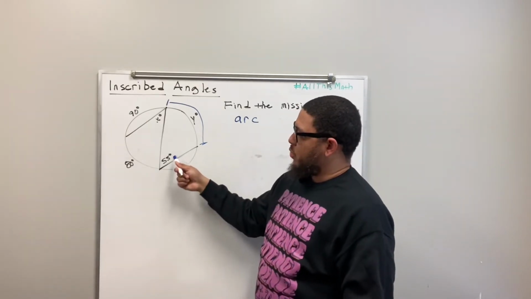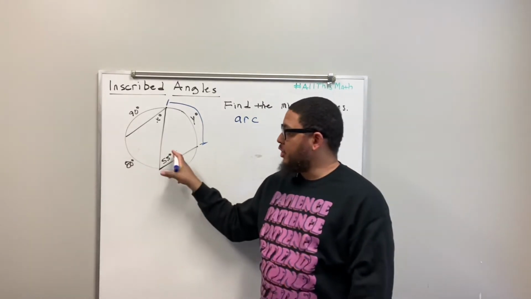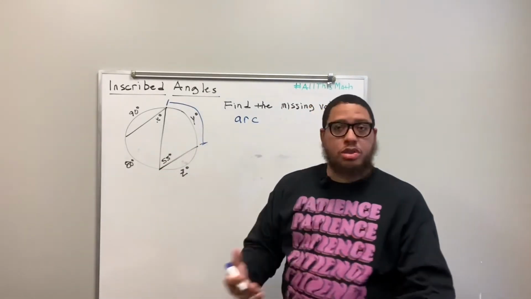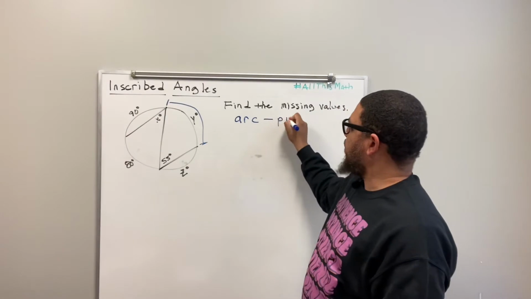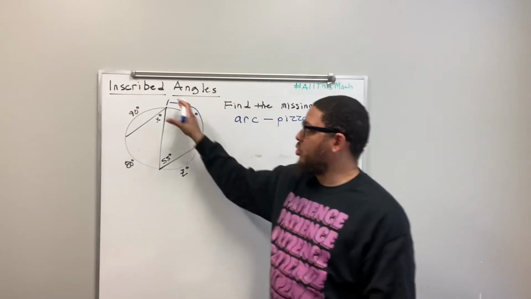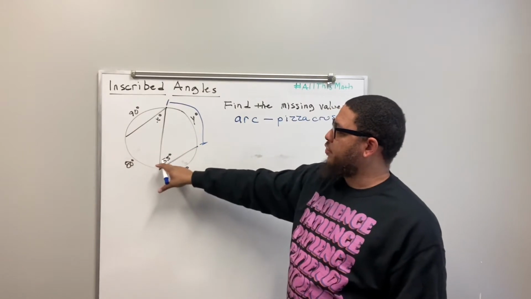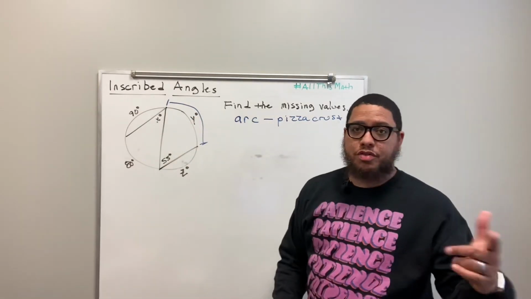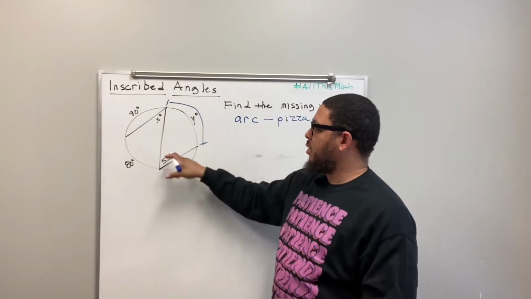The measure of the angle is always, now you're going to want to write this down, half of the measure of the arc. And we also measure arcs in degrees, right? Remember, the arc is like pizza crust. The whole circle is a whole pizza. So if this angle is 55, then what does that tell us about this arc?